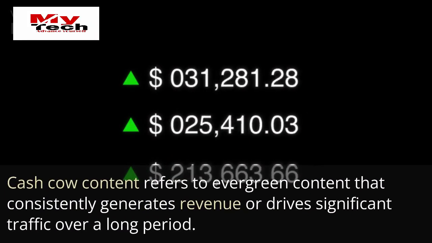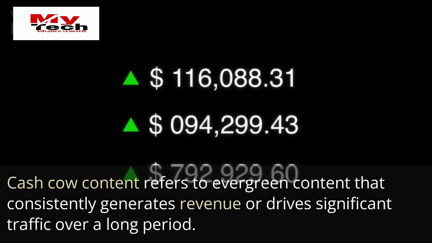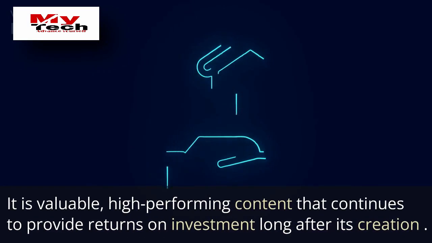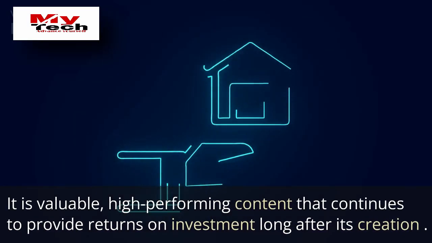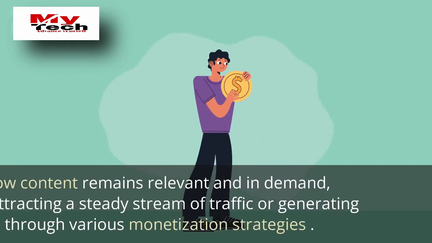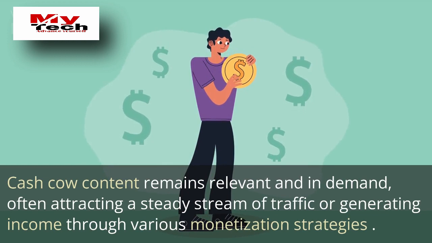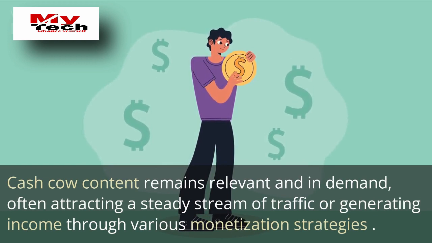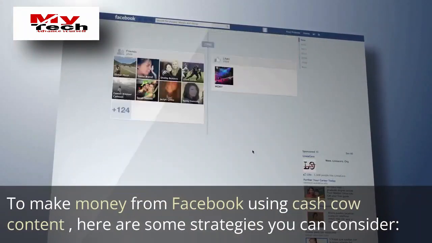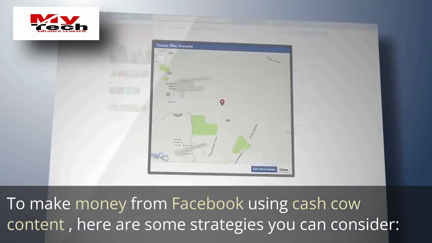Cash cow content refers to evergreen content that consistently generates revenue or drives significant traffic over a long period. It is valuable, high-performing content that continues to provide returns on investment long after its creation. Cash cow content remains relevant and in demand, often attracting a steady stream of traffic or generating income through various monetization strategies. To make money from Facebook using cash cow content, here are some strategies you can consider.